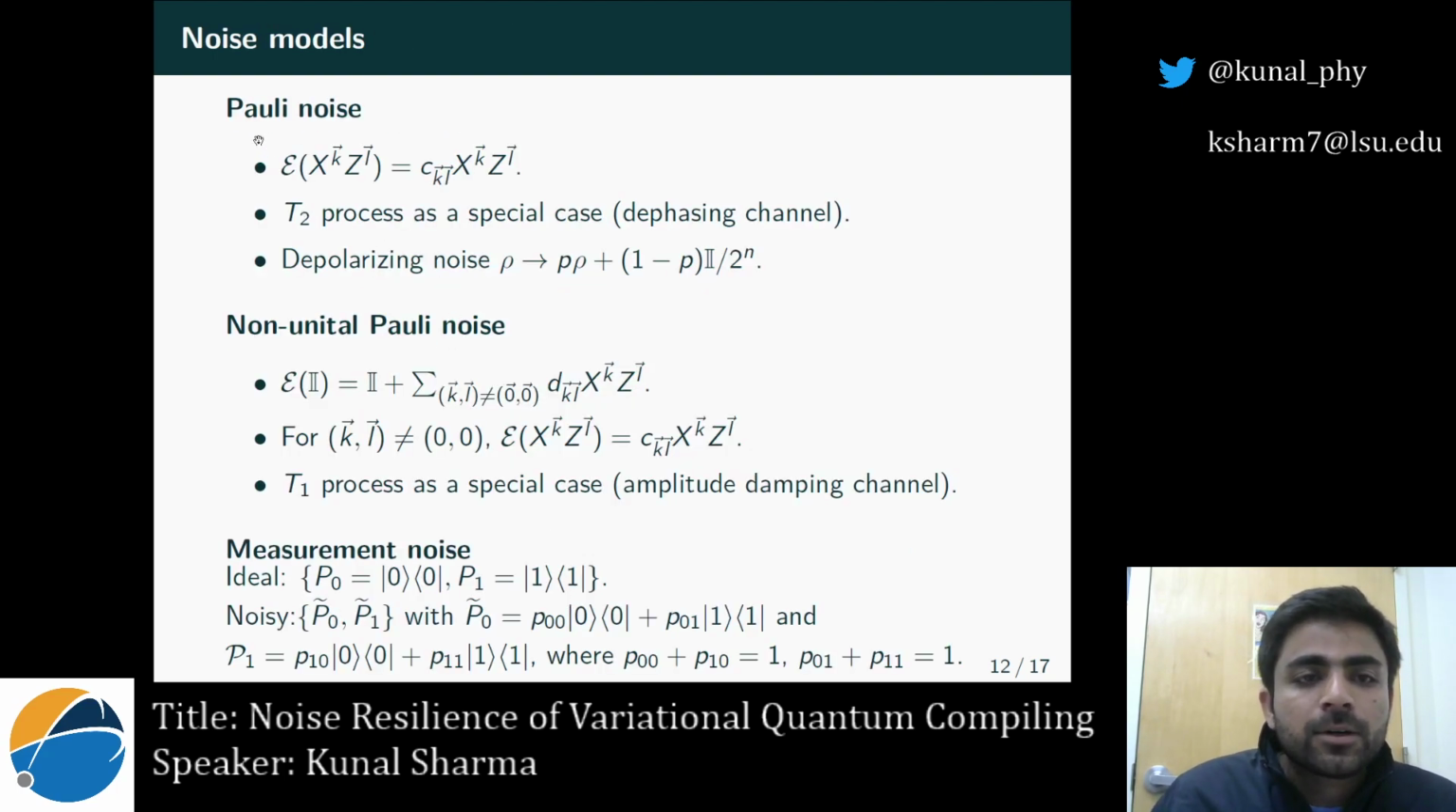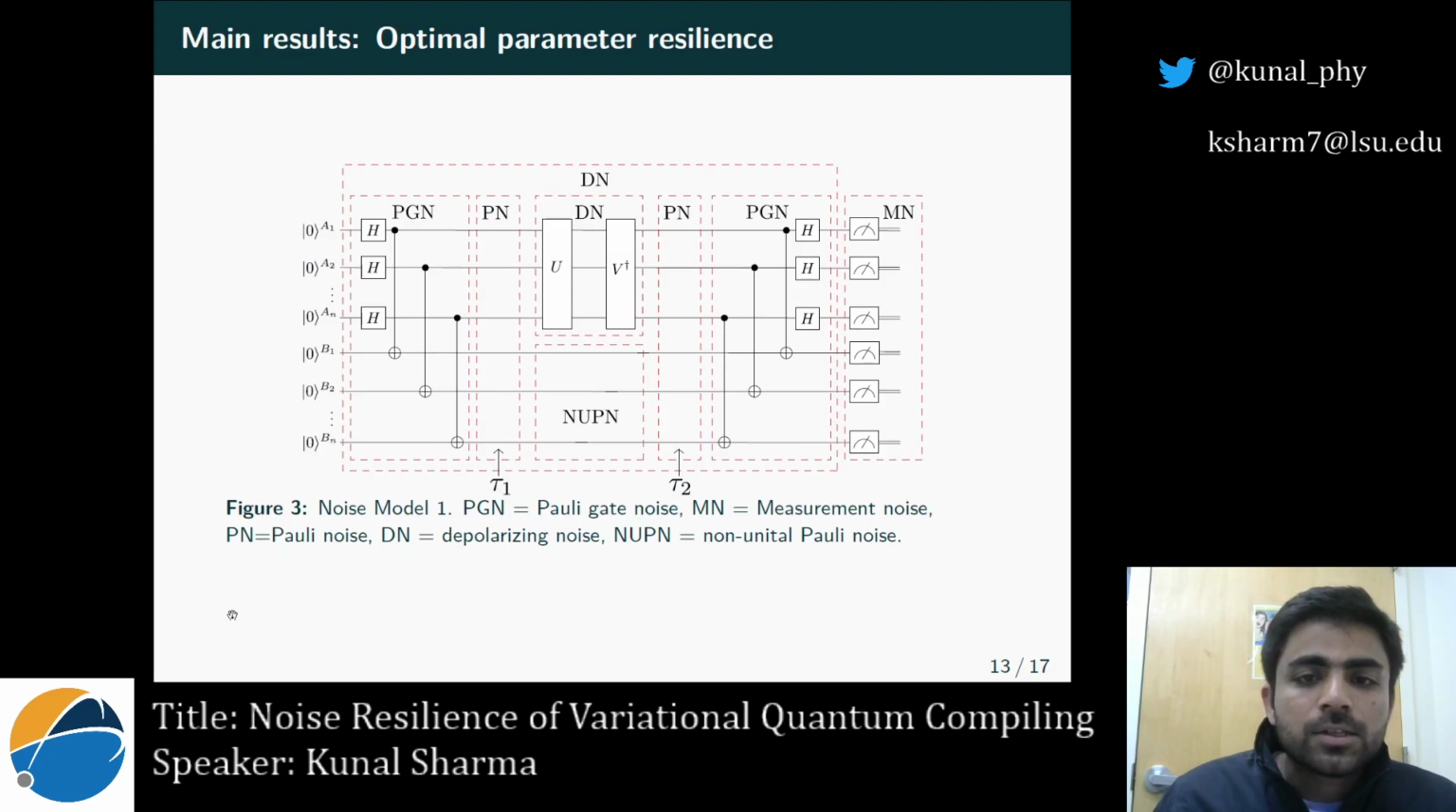So we consider these noise models: Pauli noise, non-unital Pauli noise, and measurement noise. And these noise models are quite general because they include depolarizing noise and also amplitude damping noise. And for measurement noise, we can just consider bit flip noise. So this is the noise model we consider in our circuit. So we have Pauli gate noise acting during the entangling gates when we prepare the Bell state, and we have Pauli noise just after that. We have global depolarizing noise acting during the implementation of U and V dagger, and we have non-unital Pauli noise at that same time on qubits B. And at the end of the day, we also have Pauli gate noise when we are doing this Bell basis measurement, and we have measurement noise.